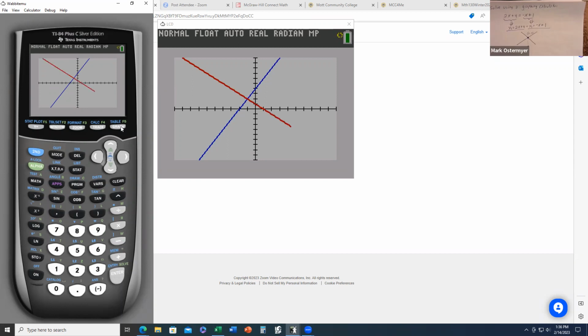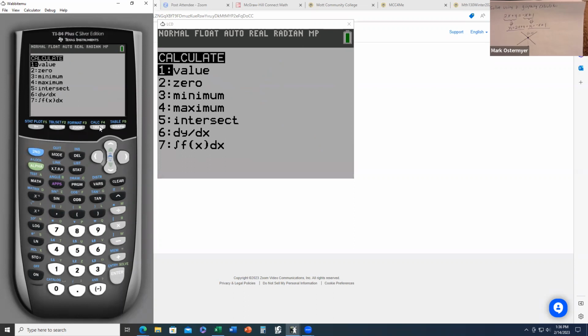And where these two lines intersect, the x coordinate of that point of intersection is going to be the solution to that equation. Because it's at this point of intersection where the left side of the equation equals the right side of the equation as far as the y variable is concerned. So we've got to find that point of intersection. We go to calculate, second trace, which takes us into calculate, and we go down and grab the intersect function. Hit enter.